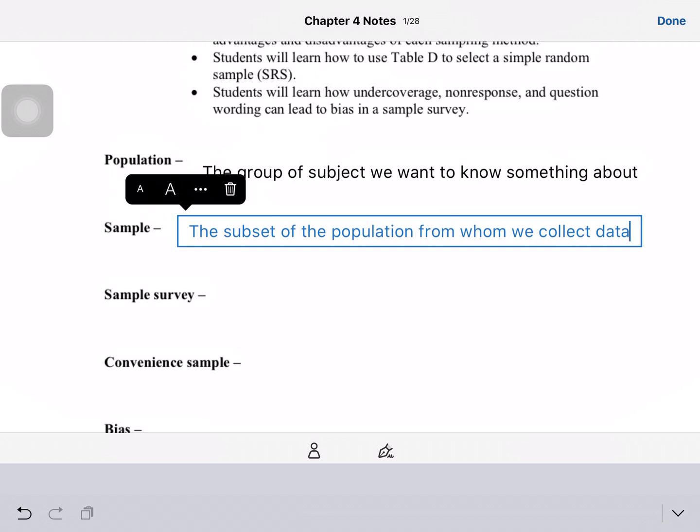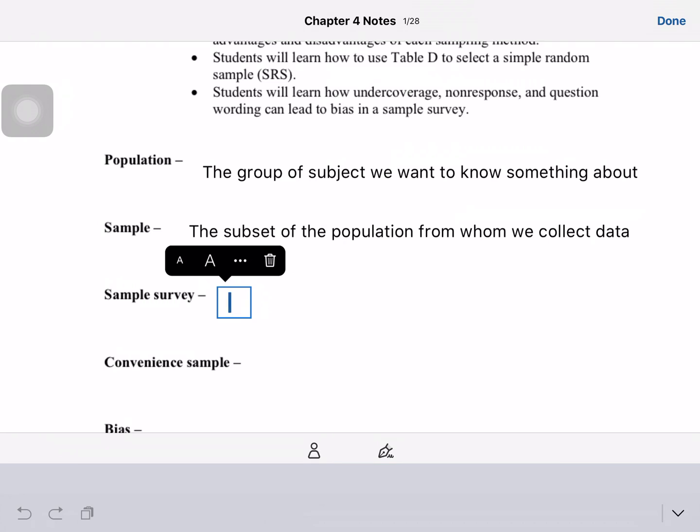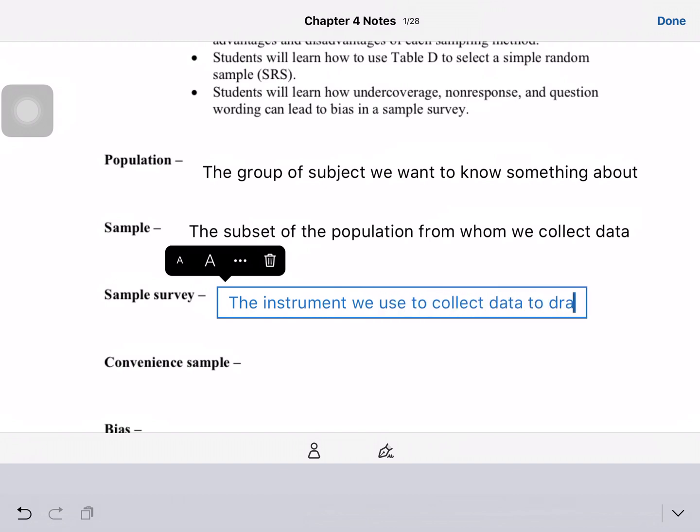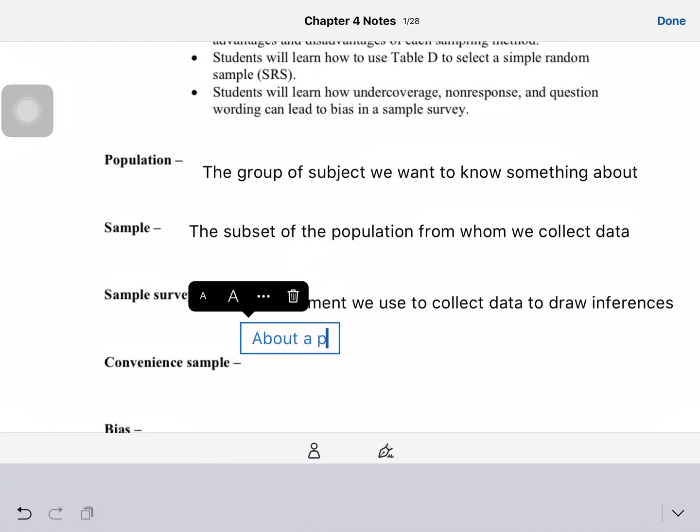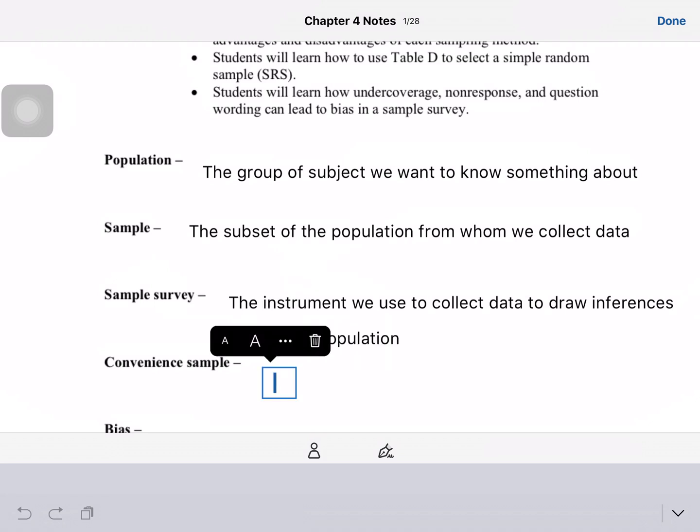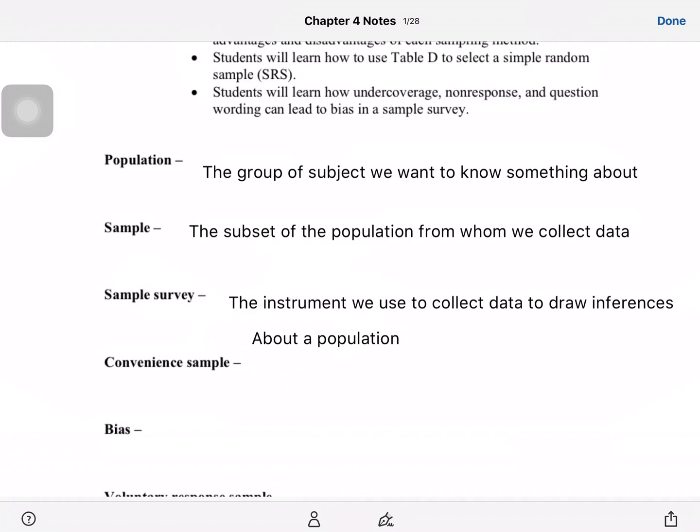When we collect data, we can do a couple of different things. What we're going to do first is a sample survey. A sample survey takes a sample, and we draw some kind of conclusion about the population based on the sample. And it's important to make sure that that sample survey is quality and easy for people to work with. So the sample survey is the instrument we use to collect data to draw inferences about a population. So the instrument we use can be a survey that's written, it can be a verbal survey, it can be any type of survey that you will choose to do.